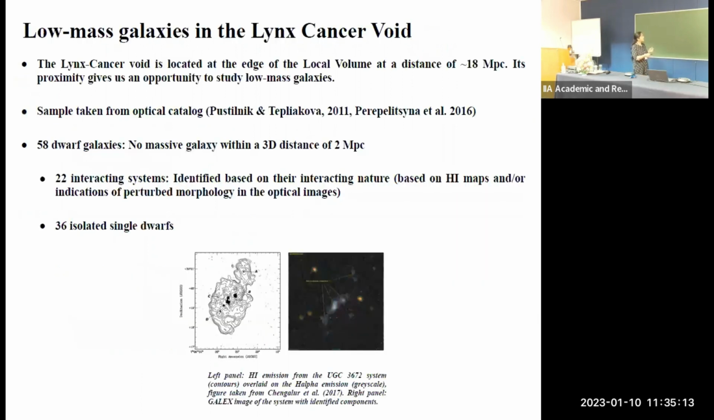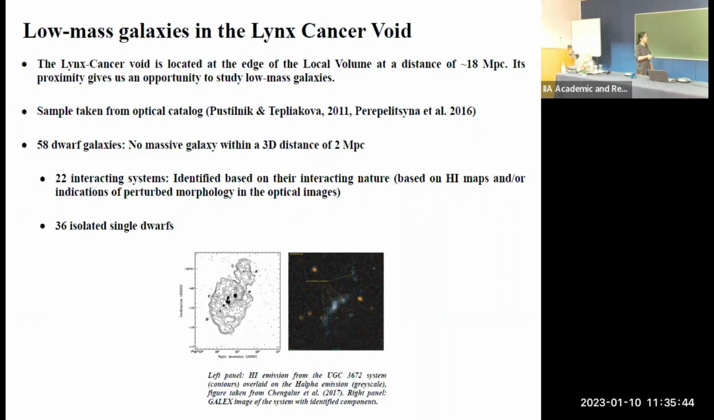What we have done is we have looked at the Lynx-Cancer void region, which is around 80 megaparsec from us. Based on the optical catalog, we have identified 58 dwarf galaxies, and based on this catalog, they have applied an isolation parameter, and there are no massive galaxies within a 3D volume of 2 megaparsecs. So you can clearly rule out any contribution from a massive system to these galaxies. There are 22 interacting systems identified, based either on their interacting nature or on the HI map.